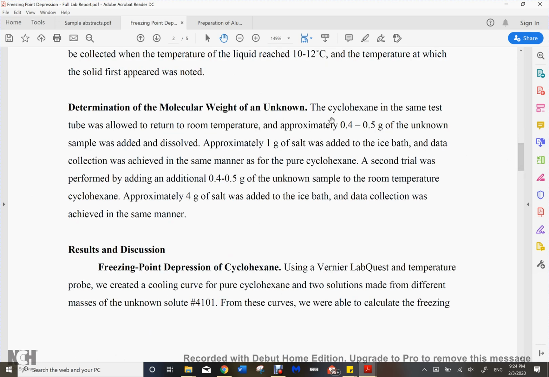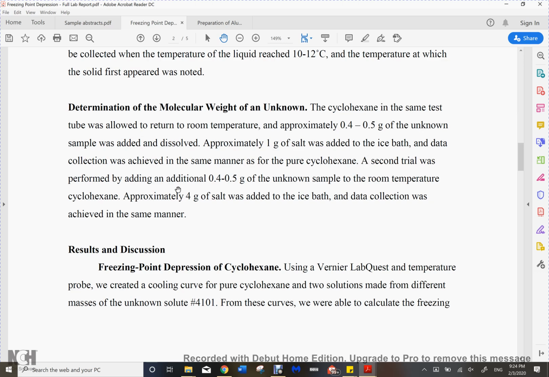All right, next part. The cyclohexane in the same test tube was allowed to return to room temperature, and approximately 0.4 to 0.5 grams of the unknown sample was added and dissolved. Approximately 1 gram of salt was added to the ice bath, and data collection was achieved in the same manner as for the pure cyclohexane. So again, that's a way to save time, saying that we did it the same way as before.